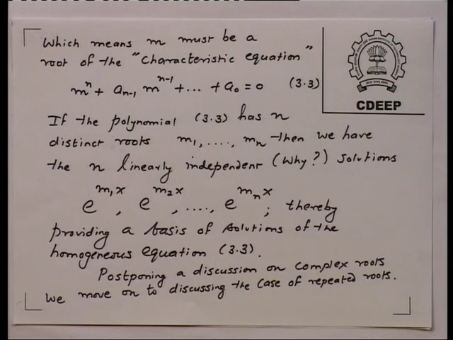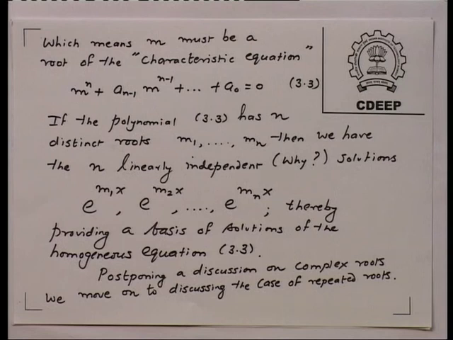So, if the polynomial 3.3 has n distinct roots m1, m2, ..., mn, then we have n linearly independent solutions e to the power m1x, e to the power m2x, etcetera, e to the power mnx. Why are they linearly independent? These functions e to the power m1x, e to the power m2x, e to the power mnx, with m1, m2, mn distinct. So, how does it follow from that, that the functions are linearly independent?